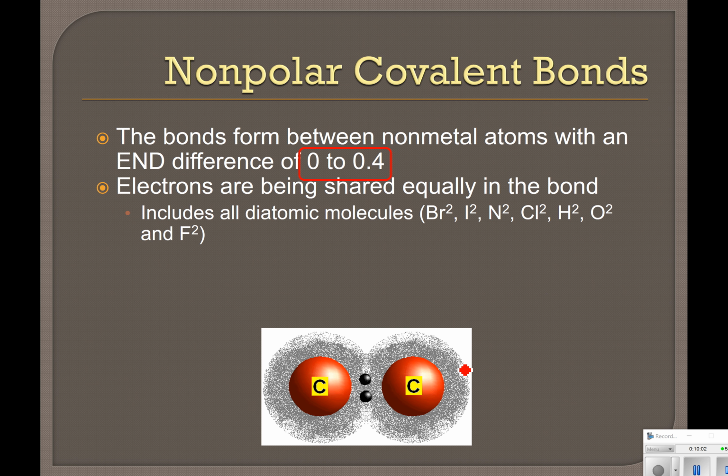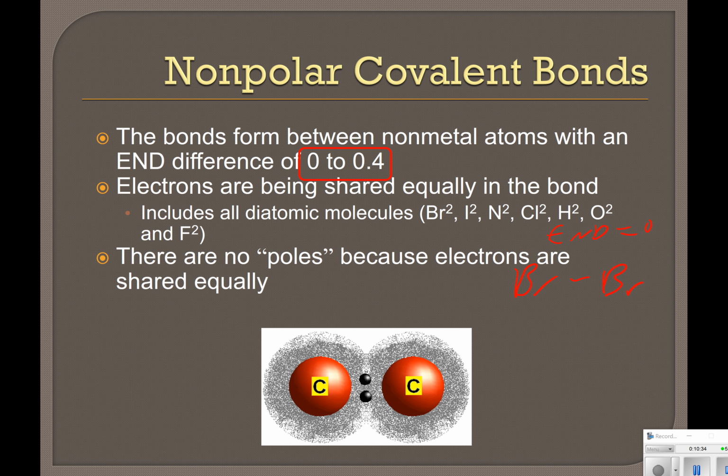We don't really see C2, but we will see all of our diatomic molecules. Remember, that's bromine that we have to write as diatomic, Br2. So that's a bromine bonded to a bromine. They have the same electronegativity, and therefore when we subtract those, it's an END of 0, which means that we have a nonpolar covalent bond, and the electrons in this bond are going to be shared equally between each bromine atom. We have no poles in that molecule because the electrons are shared equally.